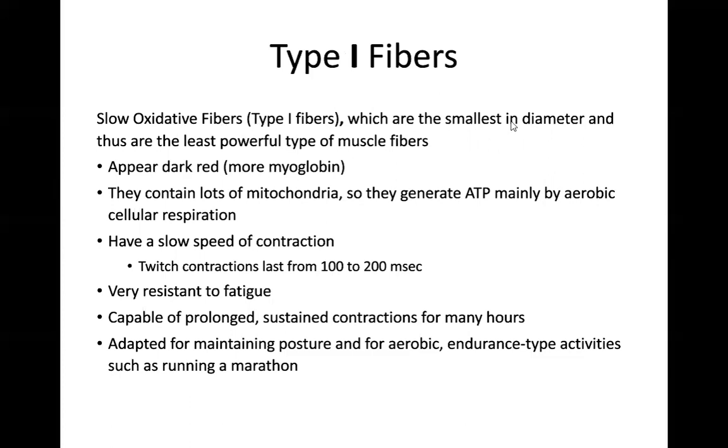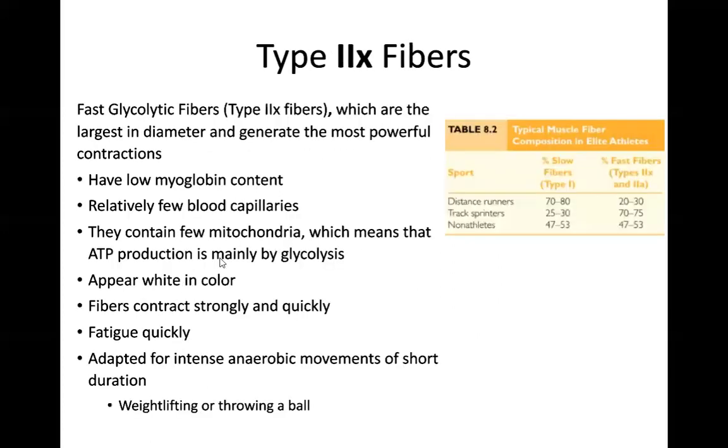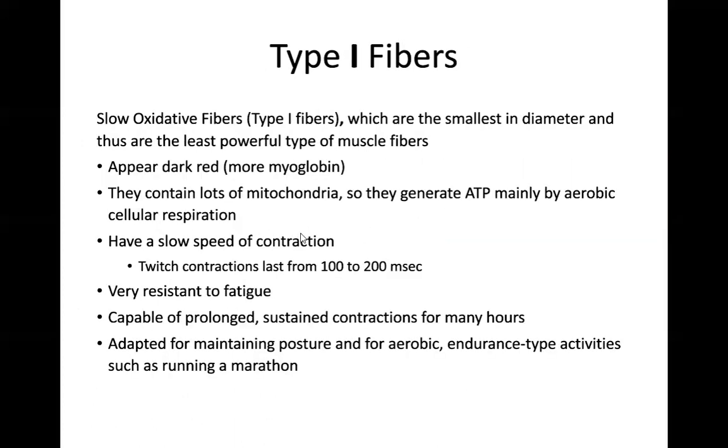These are described as being smallest in diameter, and that means that they are the least powerful type, because the bigger the diameter, the stronger of a contraction they produce. They appear dark red because they have a lot of myoglobin, contain a lot of mitochondria, which enables them to make their ATP mainly by aerobic cell respiration. They're slow, as it says there at the top. Their twitch contractions can last as slow as 100 to 200 milliseconds, which, remember, slow is very relative here because 100 and 200 milliseconds is still very fast, but much slower than what we'll see here with our type 2X fibers.